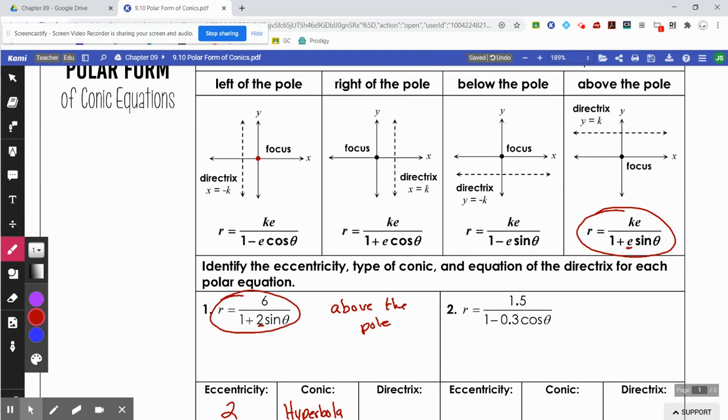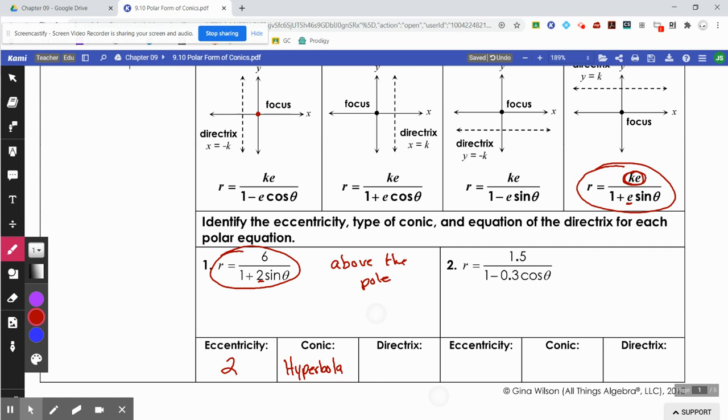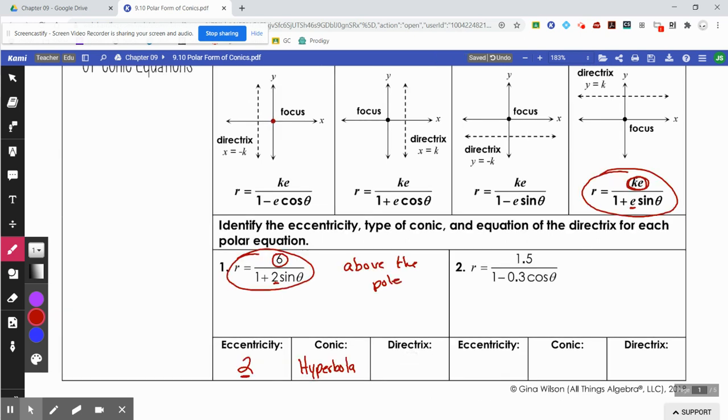Okay, going back to this, the directrix would be above the pole, and we've got to find this value of k right here to figure out what that is. On top of our equation, we have k times our eccentricity. We have the number 6. Since our eccentricity was 2, that means our k value would have to be 3. So therefore, my directrix is going to be located at y equals 3. So that's it. That's going to be a hyperbola with a directrix at y equals 3 and an eccentricity of 2.